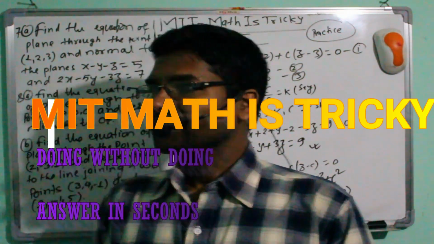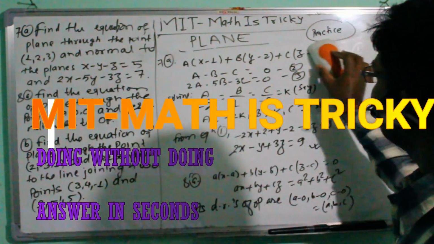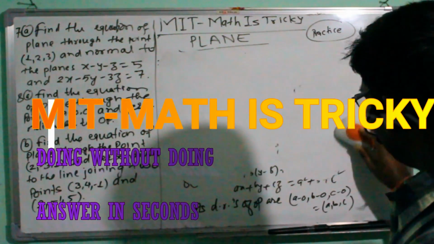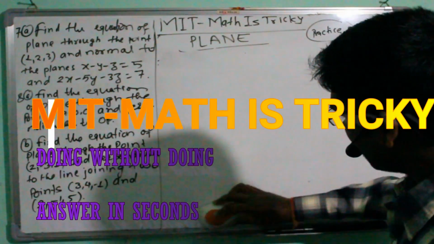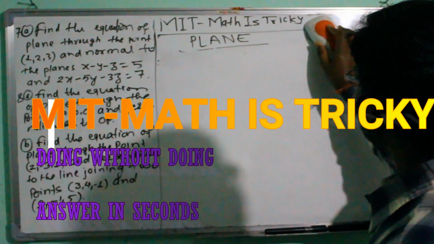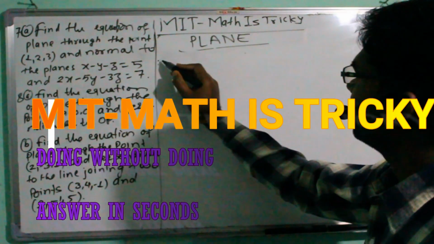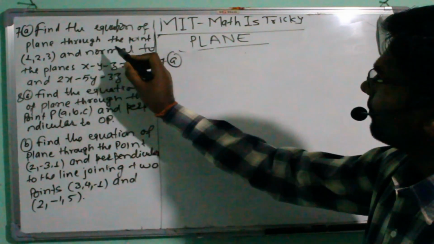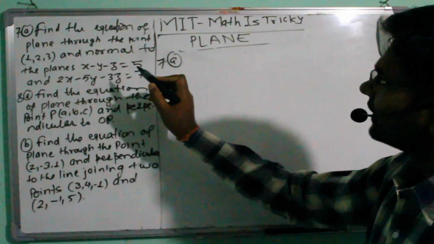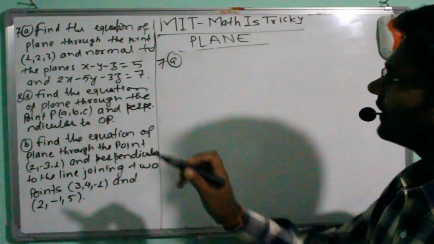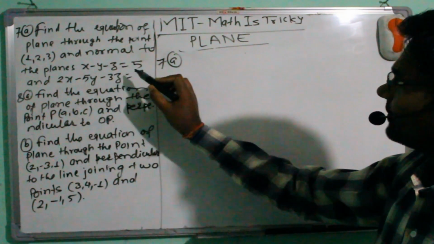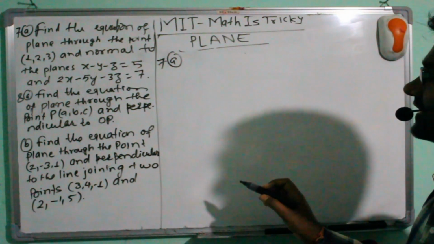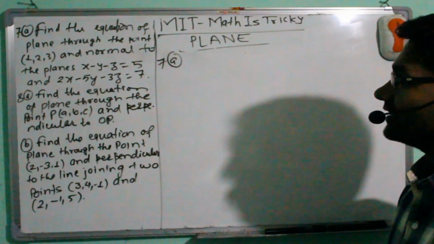Okay, so let's start. The first problem is question number 7. Already I have solved 6 questions and it is all from your textbook. So now let's see question number 7a. And the question is: find the equation of plane passing through the point 1, 2, 3 and normal to the planes x minus y minus z equals 5 and 2x minus 5y minus 3z equals 7.